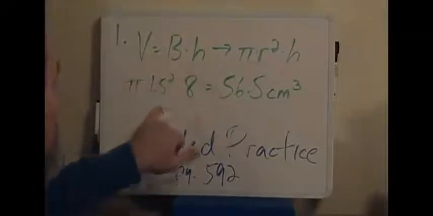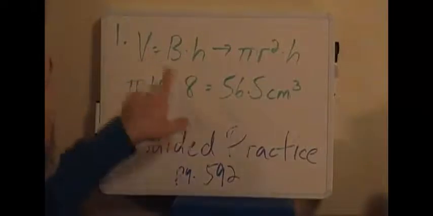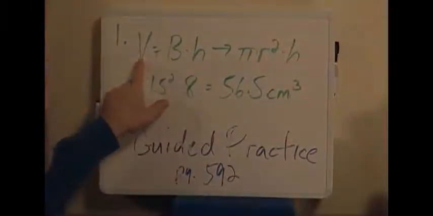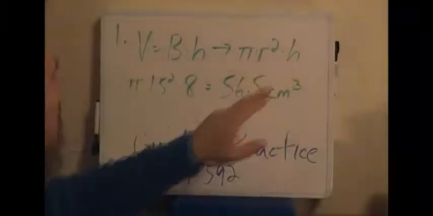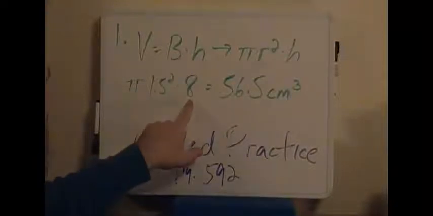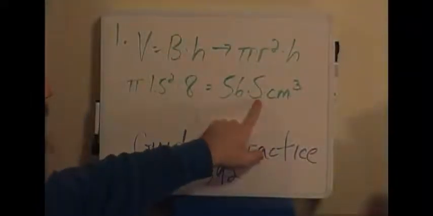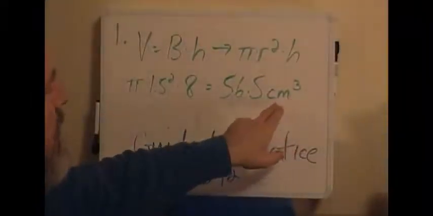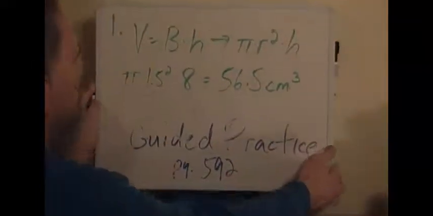The first problem is a volume problem. You are given the radius and the height of the cylinder. Because it is a cylinder, its volume equals area of the base times the height. So that's pi r squared times the height. The radius is 1.5 and the height is 8, so pi times 1.5 squared times 8. Really simple problem. Put it in the calculator, 56.5. And again, we're talking cubic centimeters in this case. So that is the solution to problem 1, guided practice.